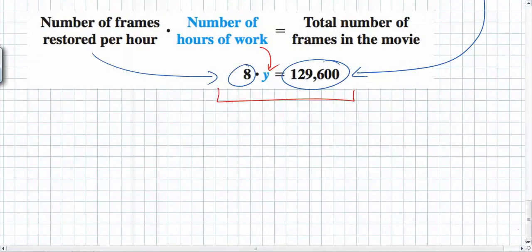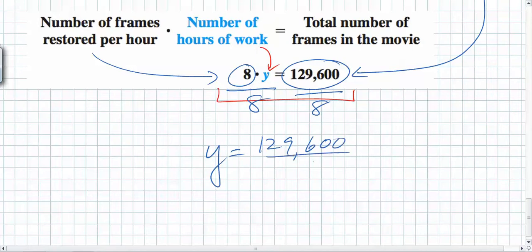Now we need to solve this expression. 8 is being multiplied by y, which needs to be undone by dividing both sides by 8. So we end up with y equals 129,600 over 8. And that's equal to 16,200. So that tells us the number of hours needed to restore this movie. That's a long, long time.